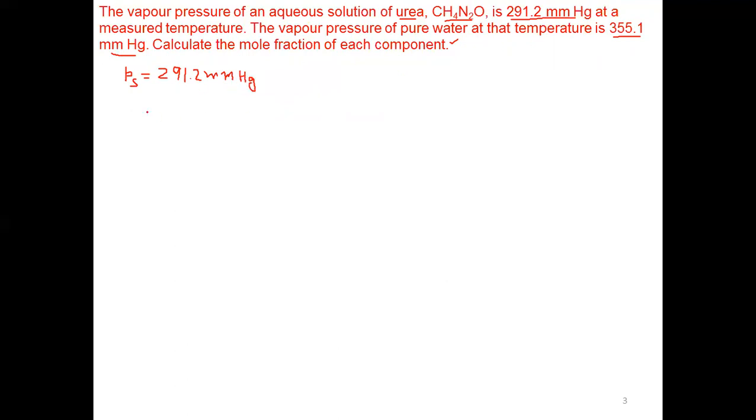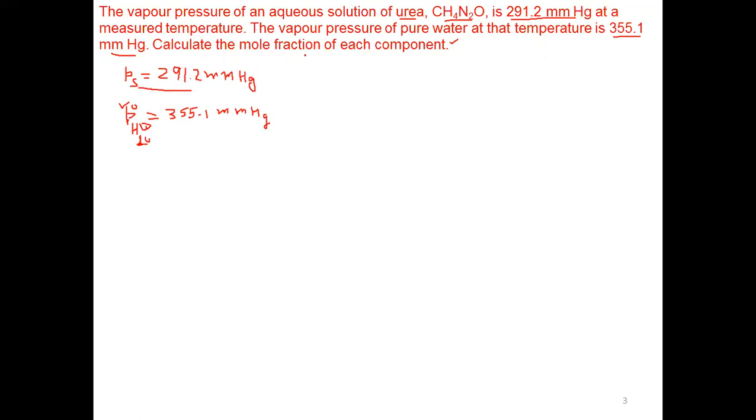Similarly, the vapor pressure of pure water we can represent as P naught. So P naught is equal to 355.1 mm Hg. Okay, so this is the vapor pressure of pure water. So we can write P naught water here because the solution is aqueous. So vapor pressure of pure water, H2O. Now this is the vapor pressure of the solution.